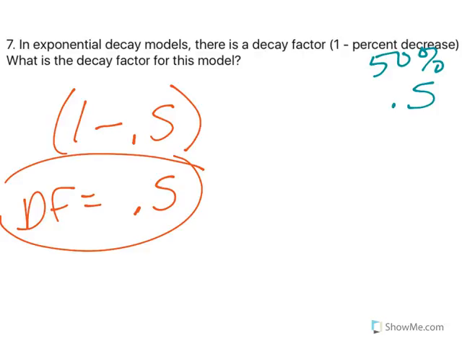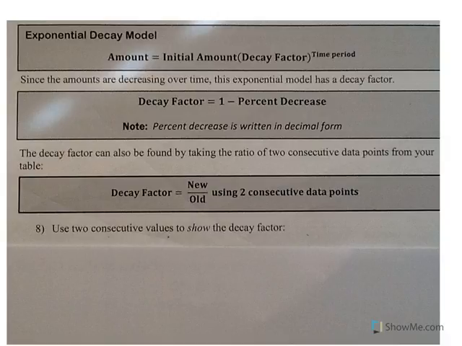But you'll remember from exponential growth that our growth factor was 1 plus the percent increase, so it makes sense that if we're decreasing, we're subtracting. And you'll notice that our formula is the same. Amount equals the initial amount times the decay factor raised to the time period, that's a T. The decay factor is just like your growth factor, except we're subtracting.